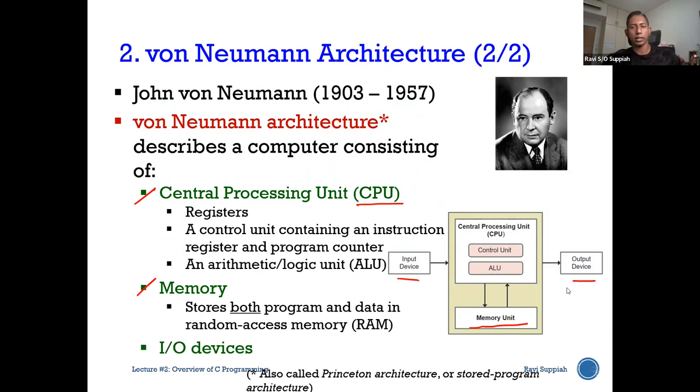So this is the von Neumann architecture. There are two main different architectures. One is called the Harvard architecture. The other is the von Neumann architecture. We are going to be focusing more on the von Neumann architecture to understand how it works.